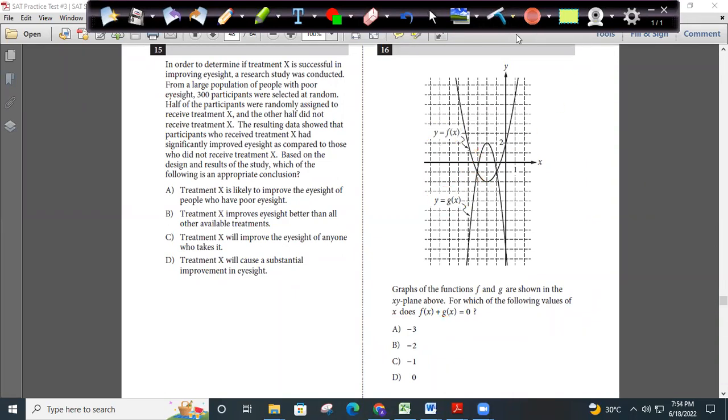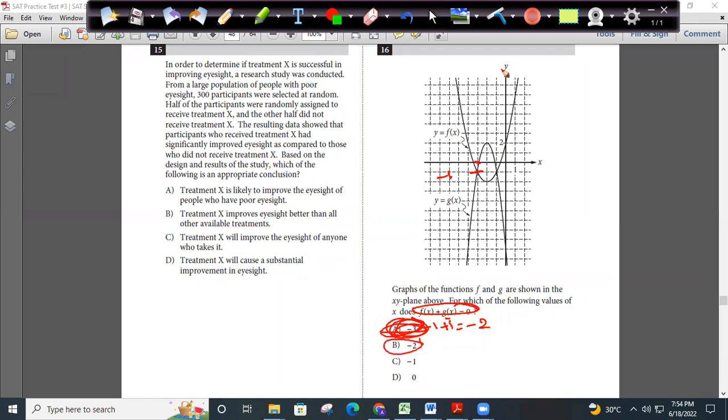Now let me erase. When x is equal to -3, what is f of x? -1. What is g of x? g of x is also -1. So -1 plus -1 is -2. So definitely not 0. So none of you should give A as the correct answer.